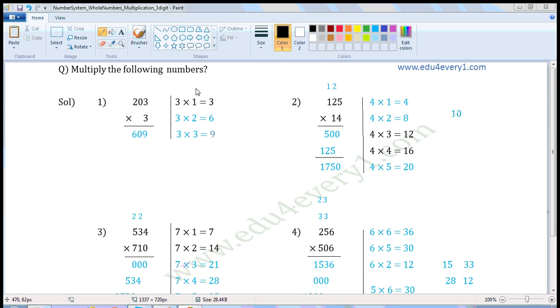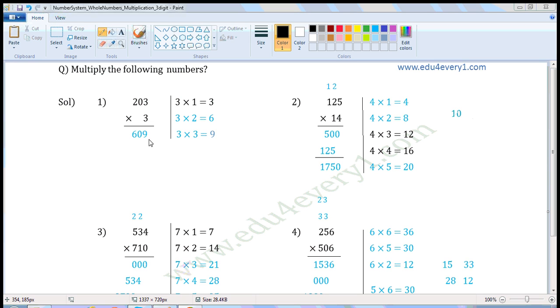Multiply the following numbers. First one, 203 into 3. First we have to multiply 3 with 3, then with 0, then with 2. So write 3 table in the upper till we get 3 into 3. 3 into 1 is 3, 3 into 2 is 6, 3 into 3 is 9.